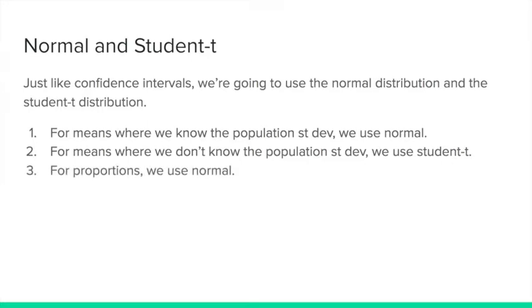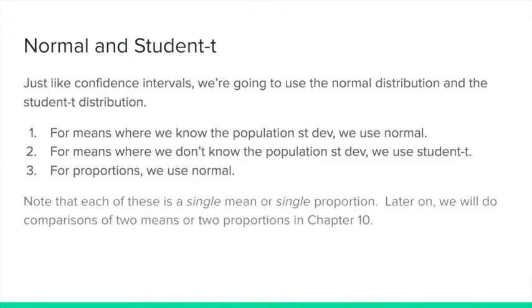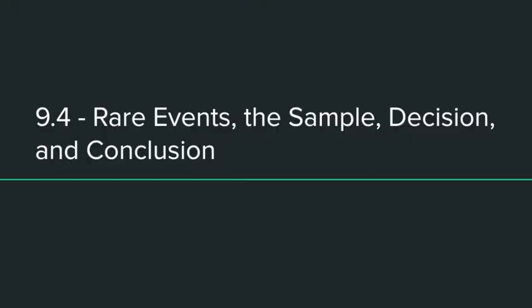For number 3, if we're dealing with a proportion, then we're going to use the normal distribution again with z-scores, and the function in the calculator will be 1 prop z test. Just a quick note, we are only dealing with single means or single proportions. Okay, so we're not going to talk about comparing two proportions or two means yet. That's a Chapter 10 topic that I'm looking forward to talking about with you guys.